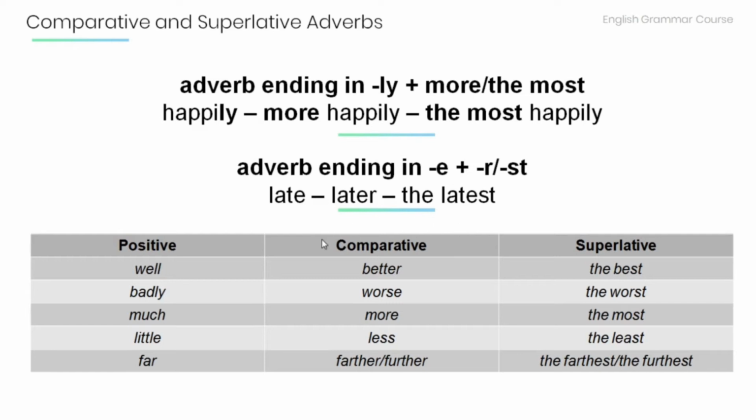Now the comparative form of the adverb well is better. The superlative, the best. Badly, the comparative form, worse. Superlative, the worst. Much, comparative, more. Superlative, the most. Little, comparative, less. Superlative, the least. Far, comparative, farther, further. Superlative, the farthest, the furthest.